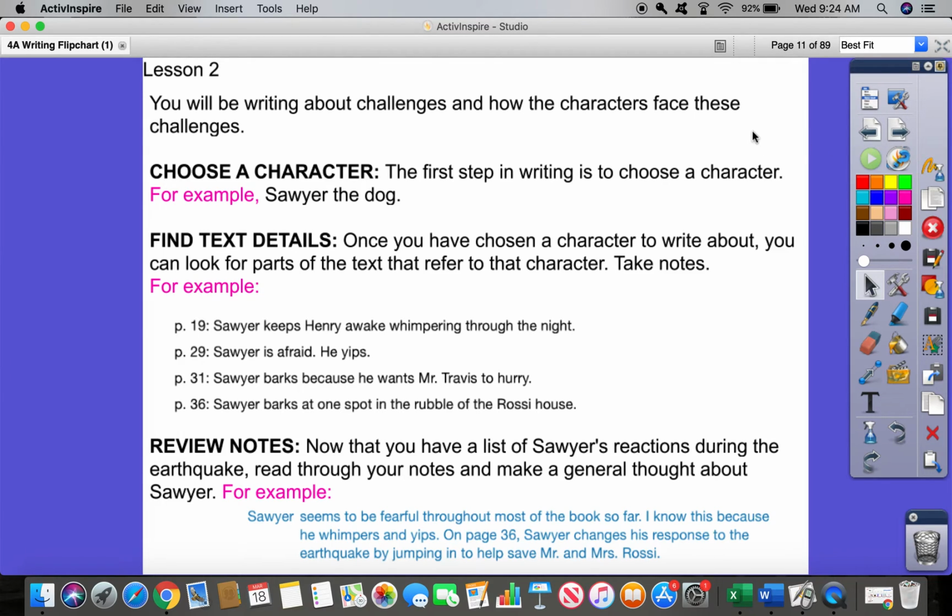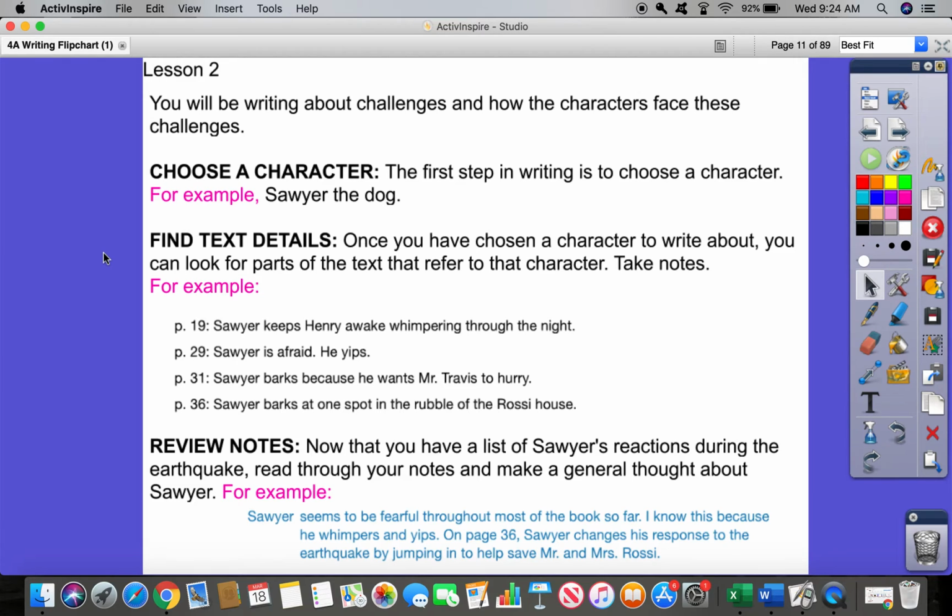So you will be writing about challenges and how the characters face these challenges. So your first step is you have to choose a character. Okay, so for example, maybe I'm going to choose Sawyer the dog. Then you have to go back to the book. You're going to find text details. So once you have chosen a character to write about, you can look for parts of the text that refer to that character. And maybe you're going to write down some notes.